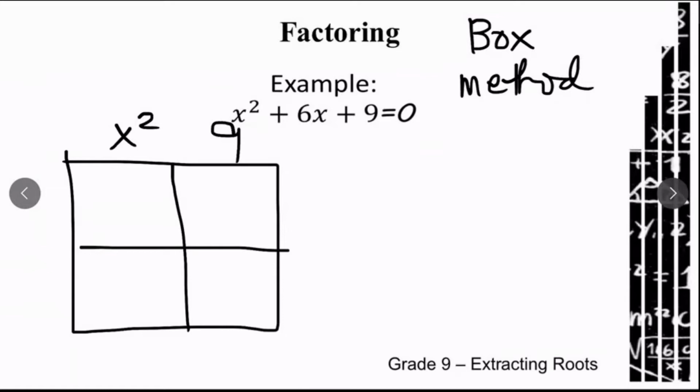So therefore, for us to fill it out, first, we need to write x squared and 9 here and identify what are the factors, or what are the two numbers that if we multiply them, the answer is x squared or the answer is 9. So we will be thinking about factors of x squared and 9.